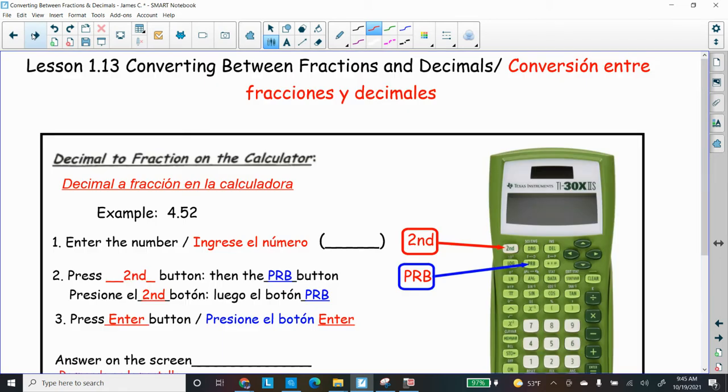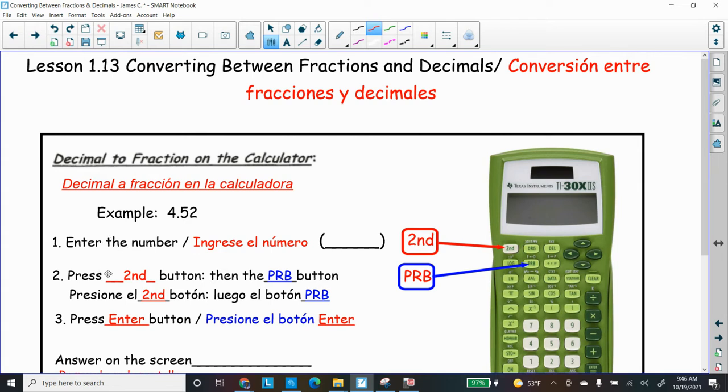All right, so let's get going. We are going to learn about converting between fractions and decimals. So decimals to fractions: on this calculator, the TI-30XII solar-powered calculator, we're going to use that to help us out. We've got an example here, 4.52, and we're going to enter that number into our calculator.